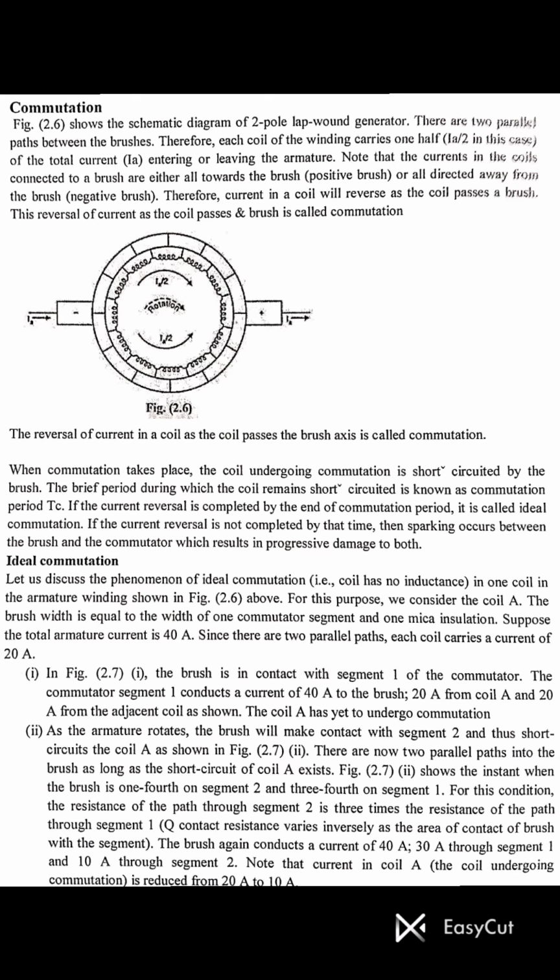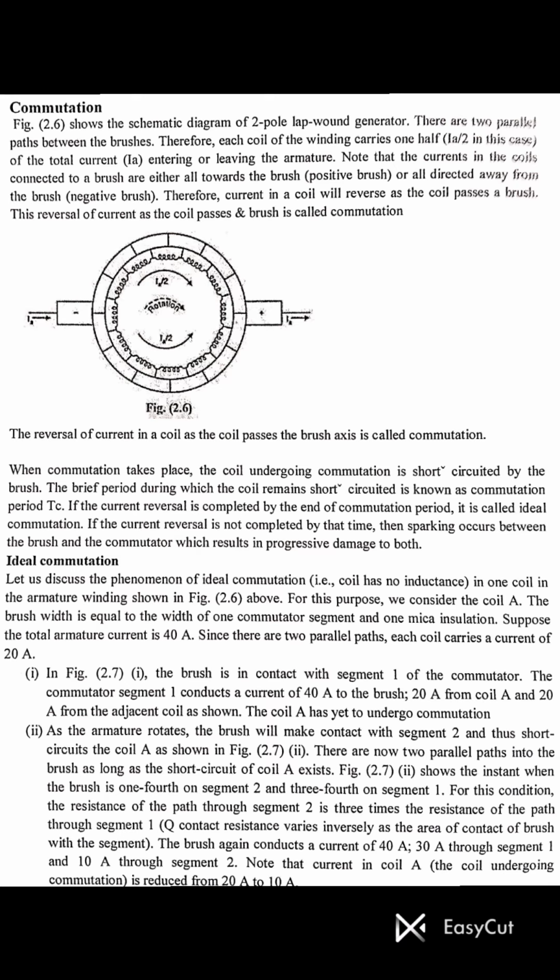We are looking at a two-pole lap-wound DC generator. In this, there are two parallel paths between the brushes. So the total armature current is divided equally. Each coil carries half the current. Say total armature current is 40A. Then each path has 20A.